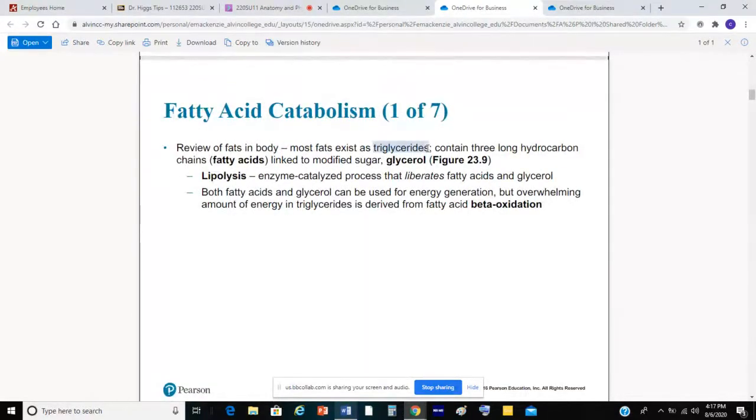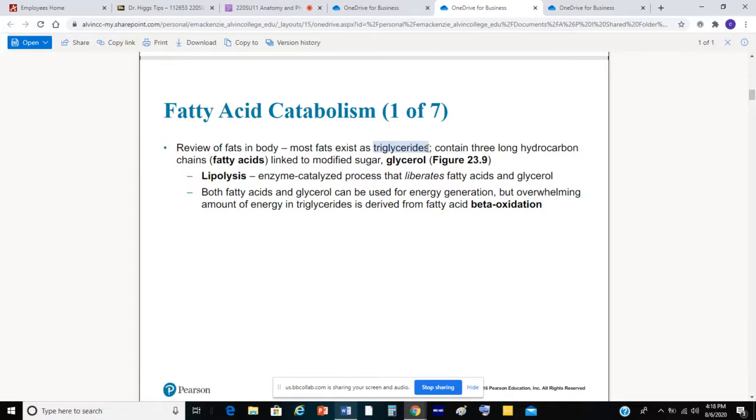And so when we talk about breaking down fats for energy, we're going to break down a triglyceride into its building blocks and break those building blocks down for energy. It helps to know what the building blocks of a triglyceride are. What are the major parts of a triglyceride? It's a glycerol molecule and 3 fatty acids. One triglyceride is made up of one glycerol molecule and 3 fatty acids.